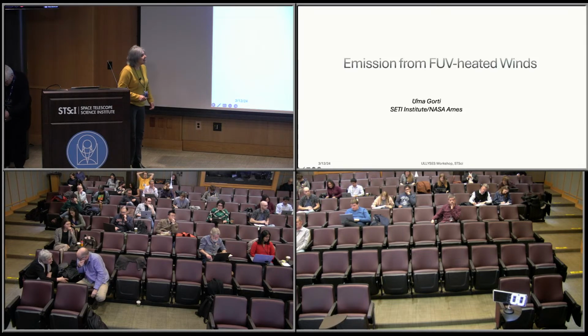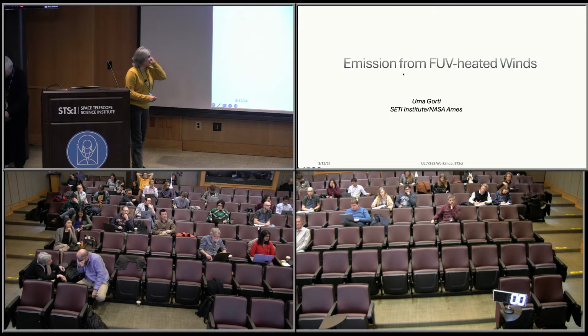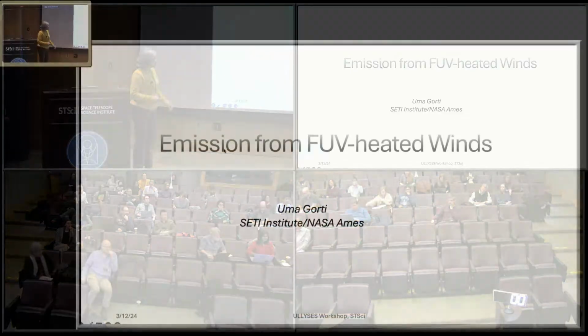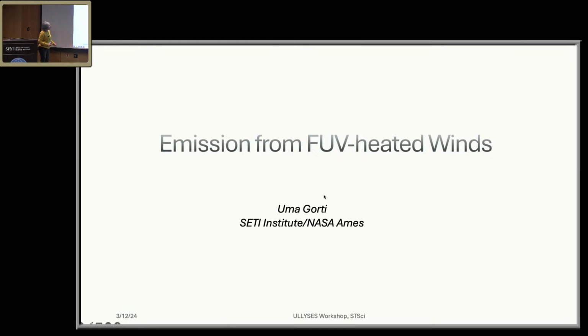Okay. So thanks everyone for this talk. I'm actually going to be moving away from the accretion region. So the emission that I'm going to talk about here is more from the outer disk, and specifically from FUV heated winds. And that's the broad topic of my talk. It can actually span a whole conference by itself. So I'm just going to give you a little bit of what I think is important, especially from the Ulysses survey point of view.